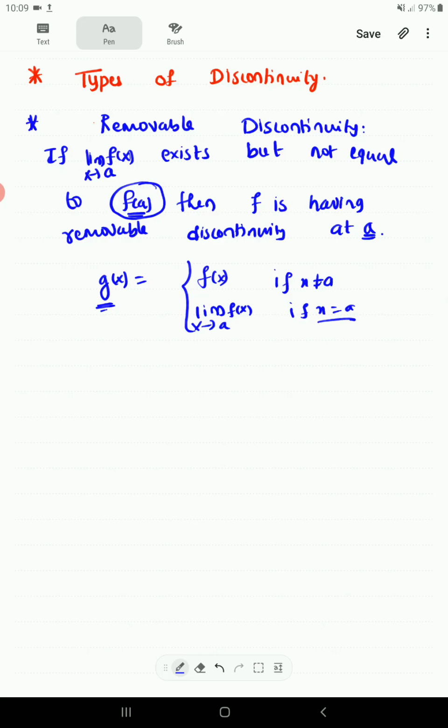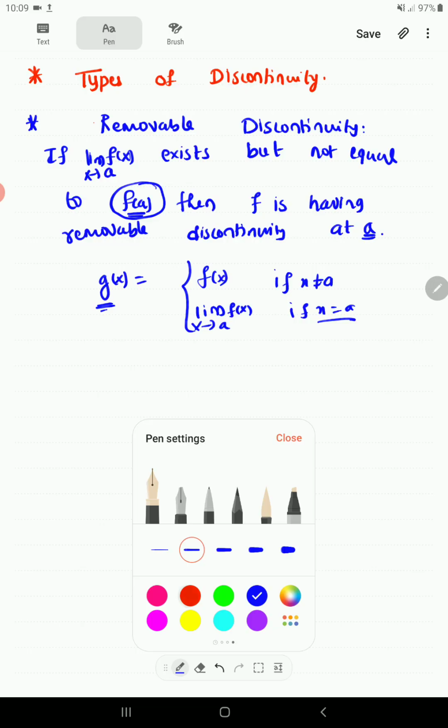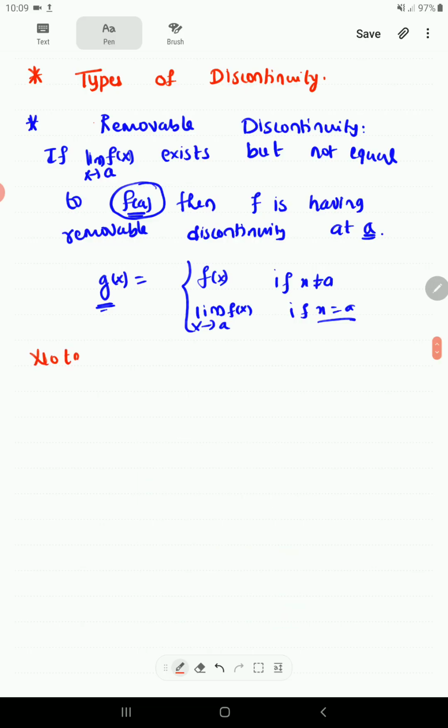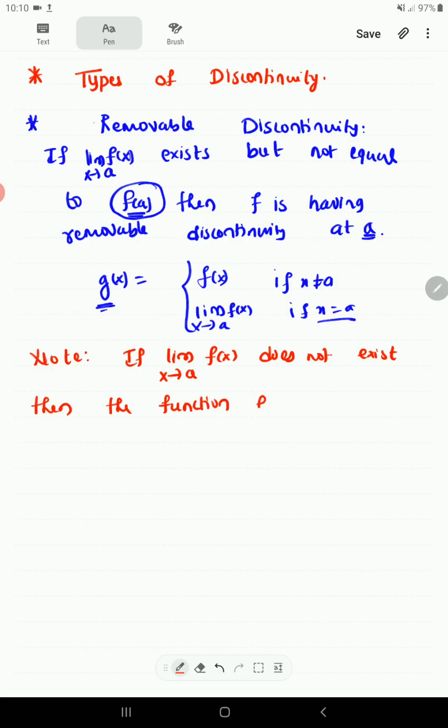Here I'll give you a note. The note is: if the limit of f of x as x tends to a does not exist, then the function cannot be made continuous, no matter how we define f of a.